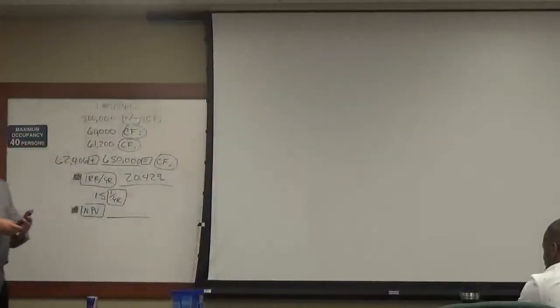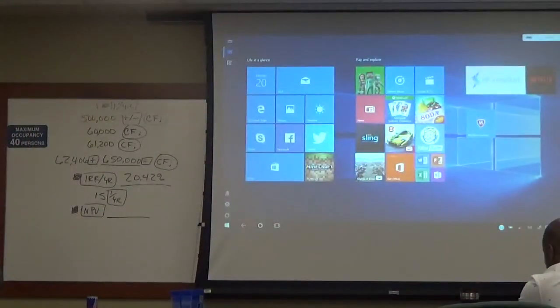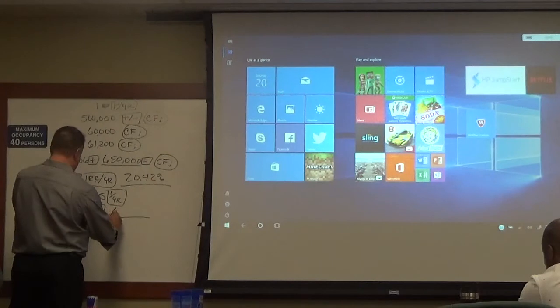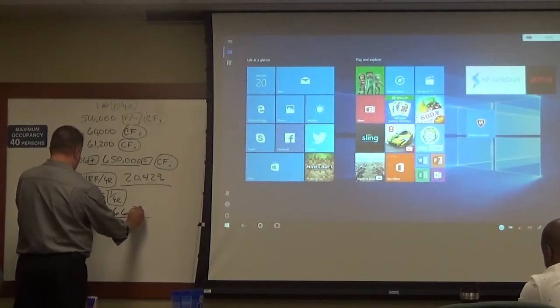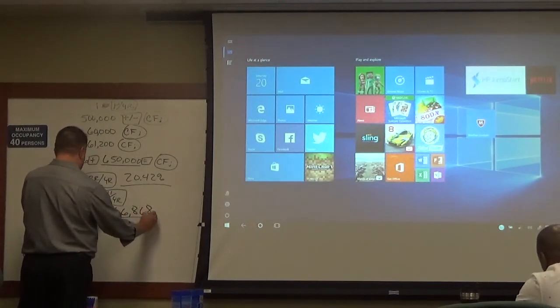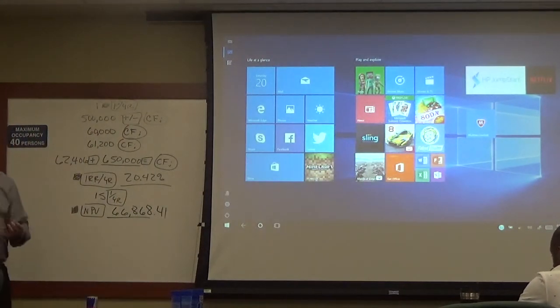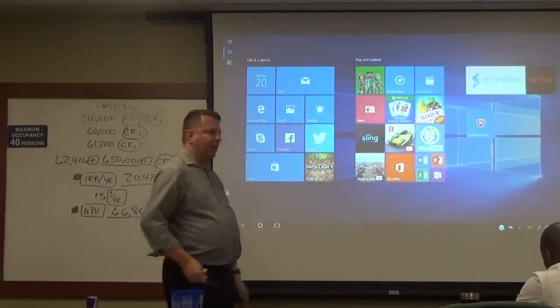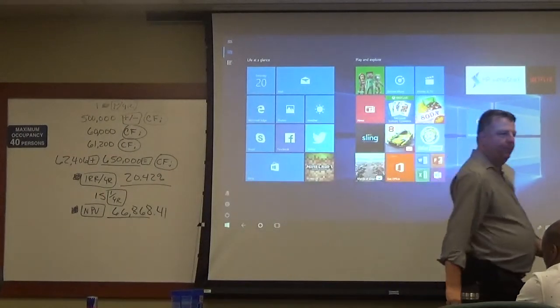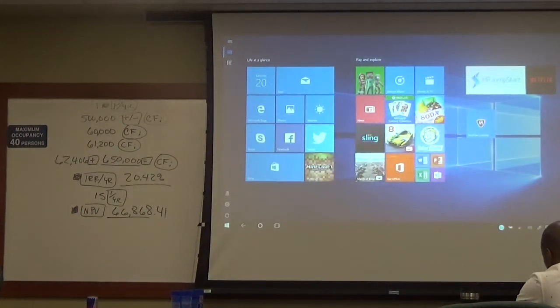15 with the 50%. And you get a net present value of $66,868.41. Okay? Now, many of you are going to be looking at that number and you're going to say, well, what does that number mean? Is it what the cost of the property is at the moment, right?